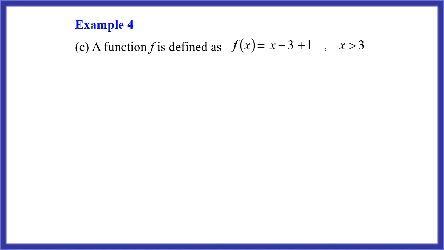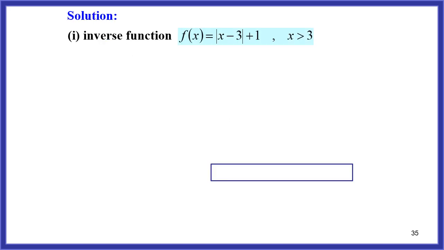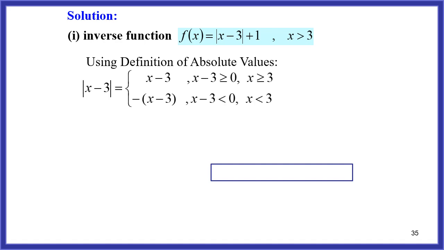So we have question C. A function f is defined as absolute value of x minus 3, plus 1, where x must be more than 3. So find the inverse function, state the domain and range of f inverse, and sketch the graph of f and f inverse on the same plane or same axis. So for the first part, to find the inverse function, using the definition of absolute value, you have to define f(x) first. So we have f(x) equal to x minus 3.